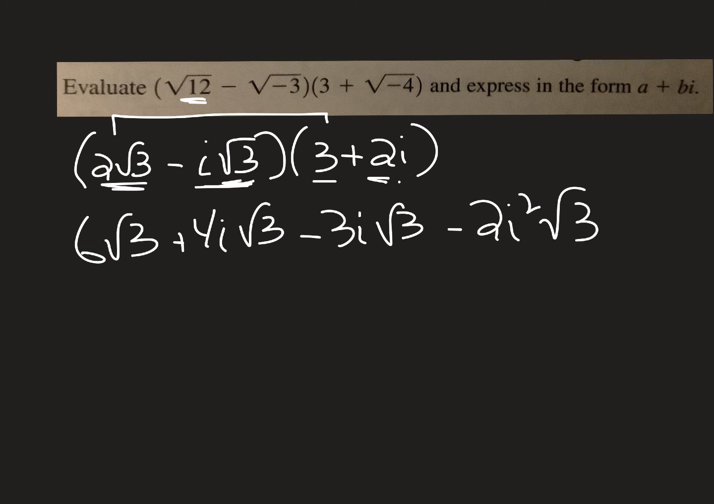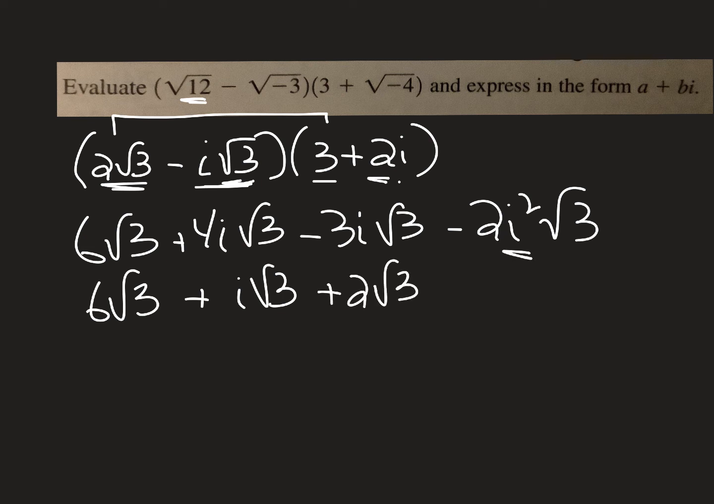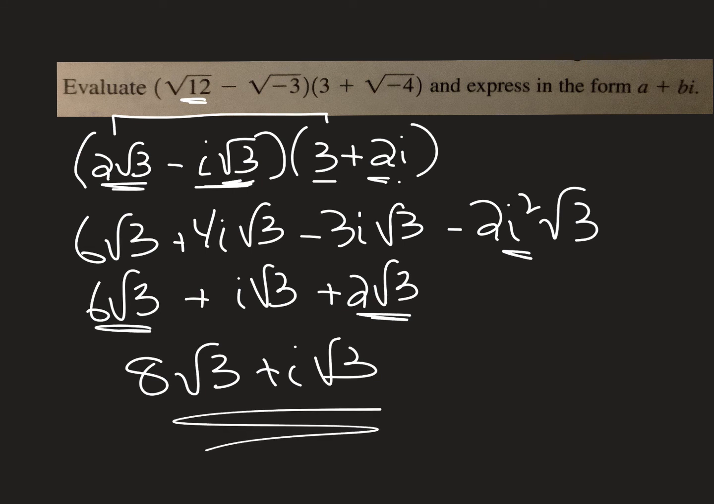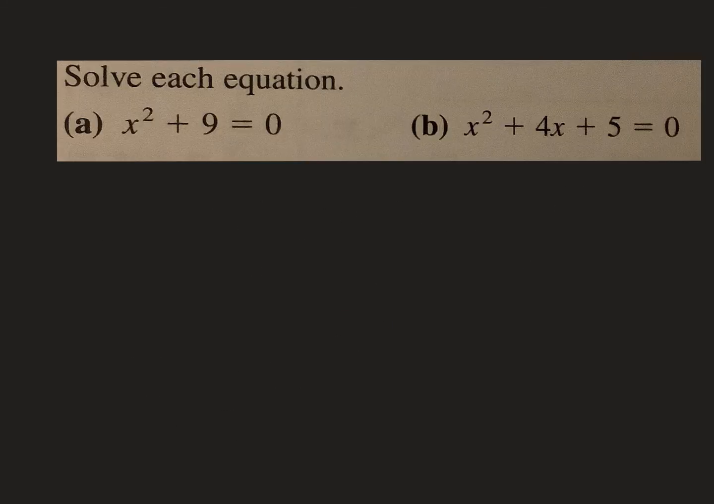Okay, so there's a lot of stuff there to look at. First thing I see is I can combine these two middle terms and make that just 1i root 3. My last term has an i squared, which is really -1. I have that -2, so it's going to be a +2 root 3, which means now I can add those two. So 6 root 3 plus 2 root 3 is 8 root 3 plus i root 3. All right, and there it is. That was pretty good. Last slide here.